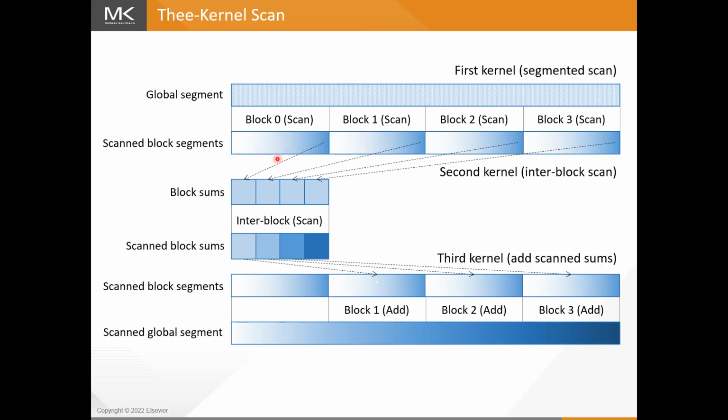And then later on, our next kernel is going to load the sums, scan them, and put the sums back in the global memory. And then the later kernel is going to have to go and load all these segments from the global memory again, do the addition, and put all the segments in the global memory again. Okay? And that is the main disadvantage of having this three kernel scan, right? It's the fact that we have to do so many global memory accesses.